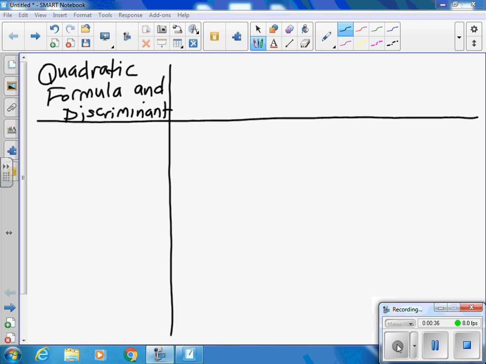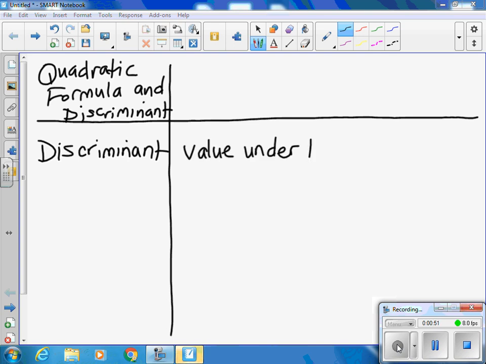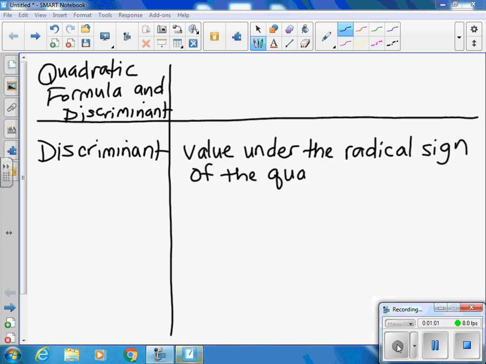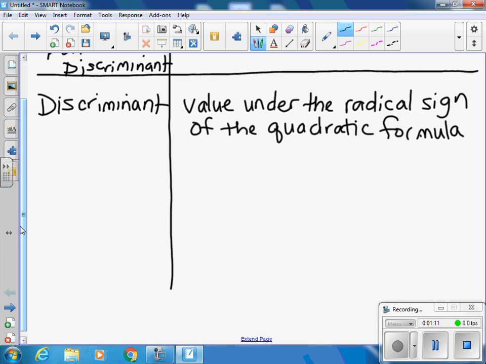All right, the first thing we want to do is talk about this word discriminant and what it means and what it tells you and how you would figure it out. The discriminant is the value under the radical sign of the quadratic formula. And because you don't know what the quadratic formula is right now, I will go ahead and give you the discriminant so that you can see what it is and what it looks like.